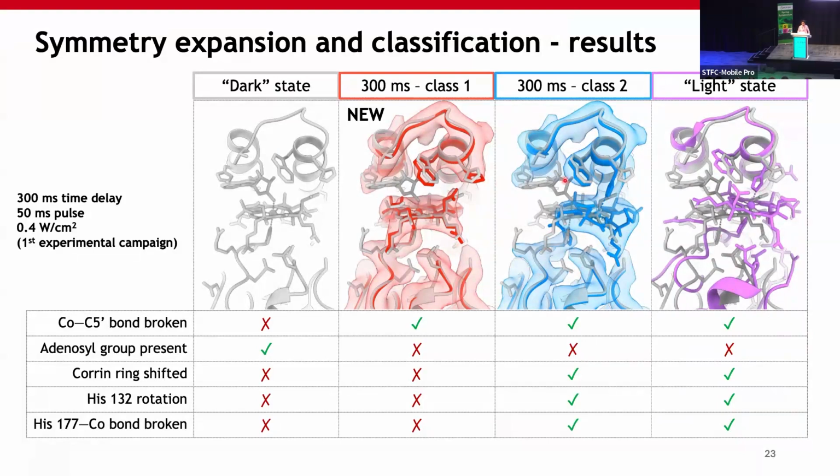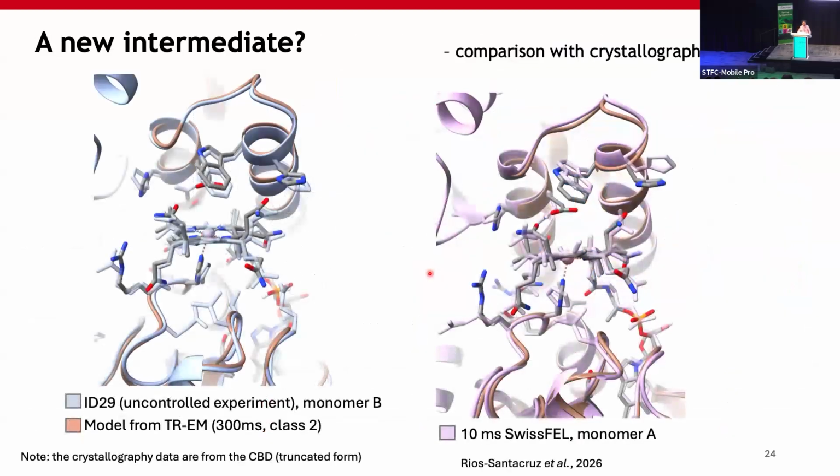And this state has been observed before. It's actually the endpoint in the crystallographic experiments. But this one, we thought we never saw it before. But actually, when looking back at some crystallographic data, we realized that we had already seen it in both an uncontrolled experiment performed at ID29 at ESRF and an X-fold experiment.